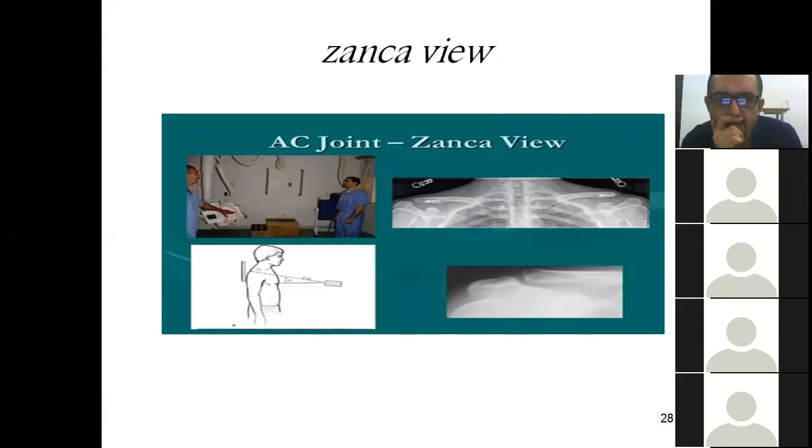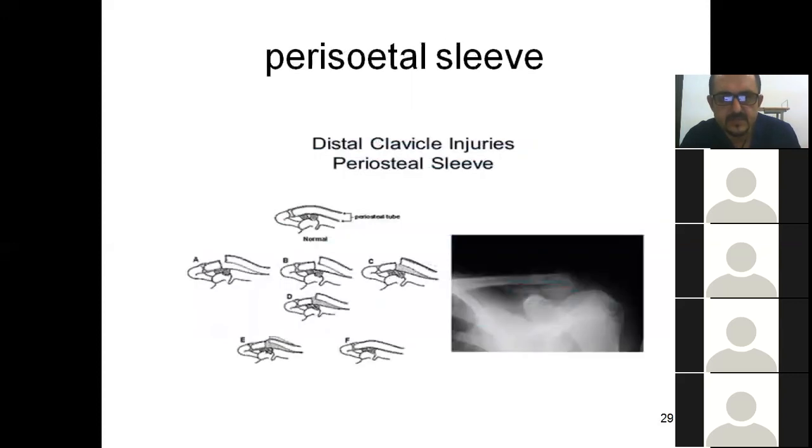However, what is Zanca view? Any idea? It is a 30 degree cephalic view of the clavicle, which avoids the overlap of the lungs over the clavicle. Okay. And what is it used for? Especially for AC joint injuries. It is 10 degree cephalic with 50 degree penetrance, at the level of the AC joint, and it is used for the AC joint as well as distal clavicular fractures.